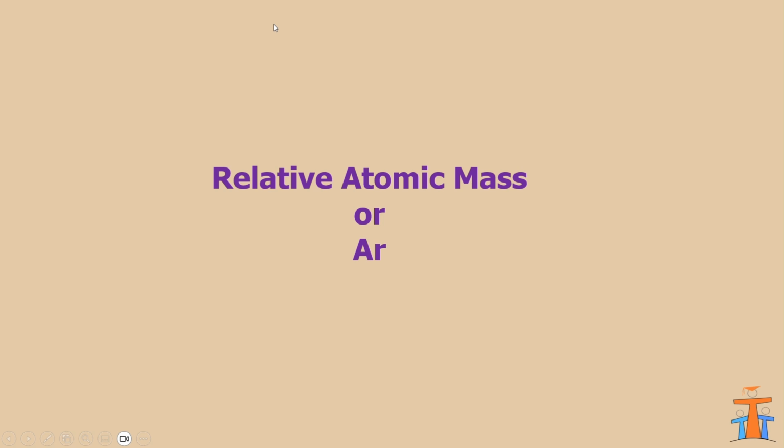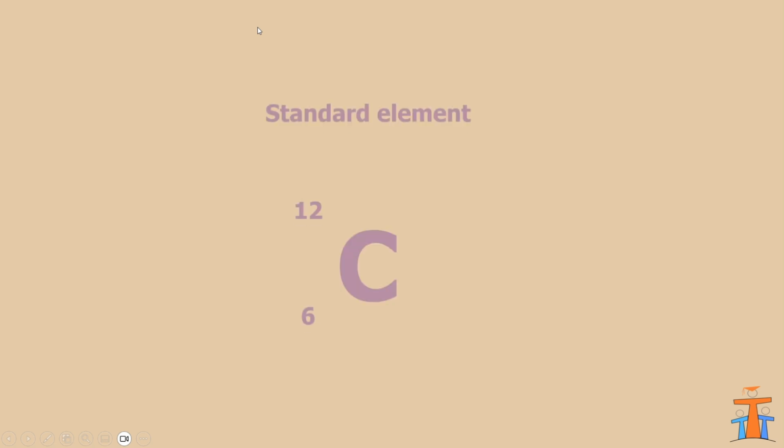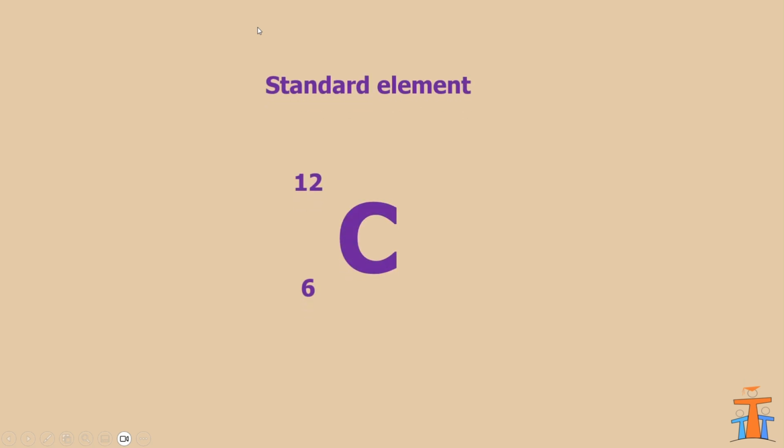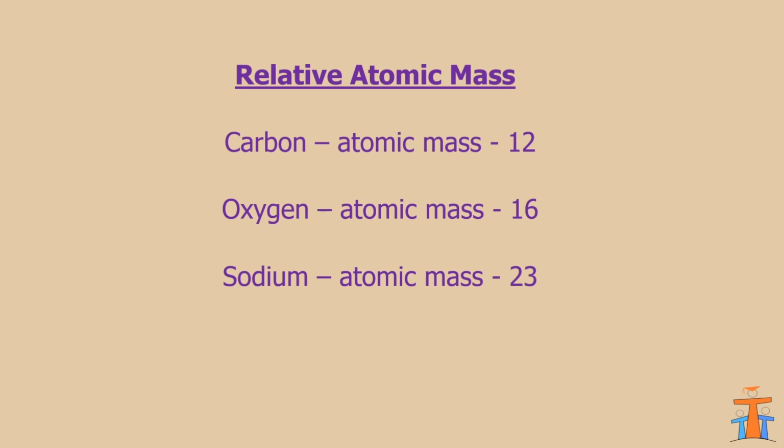Relative atomic mass. Relative atomic mass refers to the mass of an element in comparison to the mass of carbon. It's a way to measure how heavy an atom of a particular element is relative to carbon, which is used as a standard. Here are some examples of relative atomic masses for different elements: carbon 12, oxygen 16, sodium 23. This comparison helps us understand the mass relationship between different elements in a simple and standardized way.